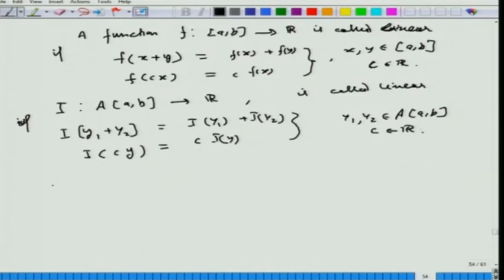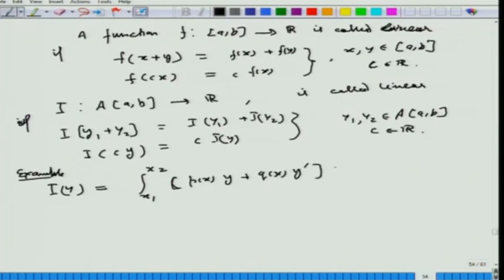For example, here this functional I of y equal to the integral from x 1 to x 2 of p x y plus q x y prime dx. So, this I is linear here. This is an example of this. Next, we define the continuity. So, recall the continuity.